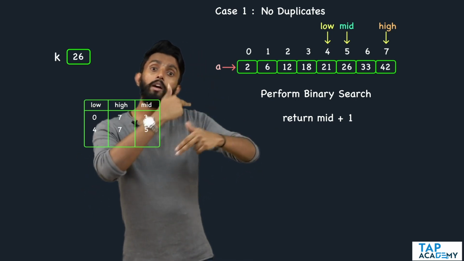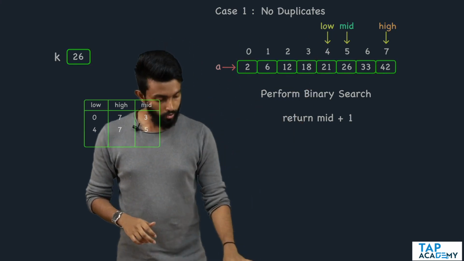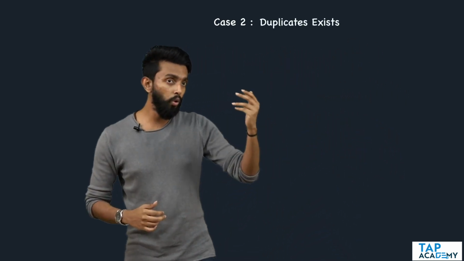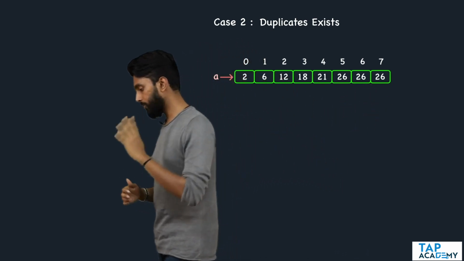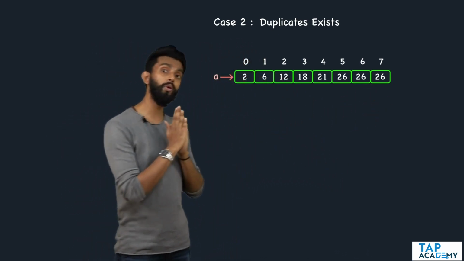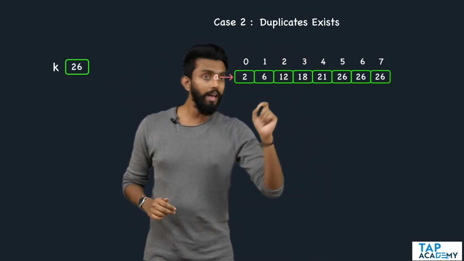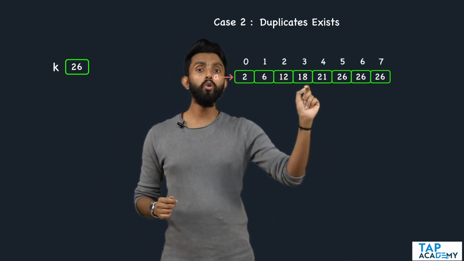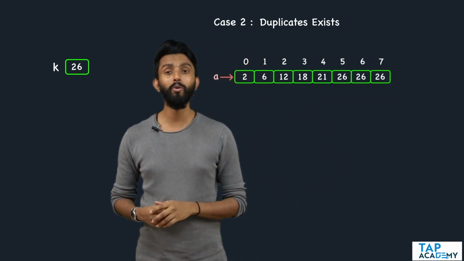Why? Let me take another case. But I hope case 1 is clear for you, where there were no duplicates. So naturally, my case 2 becomes such a case where there are duplicates. Duplicates exist. And if you notice, the array has changed, where I have 26 repeating 4 times. So my dear friend, my question to you now is, if k value is 26, how many elements are there which are lesser than or equal to 26? Actually, there are totally 8 elements.